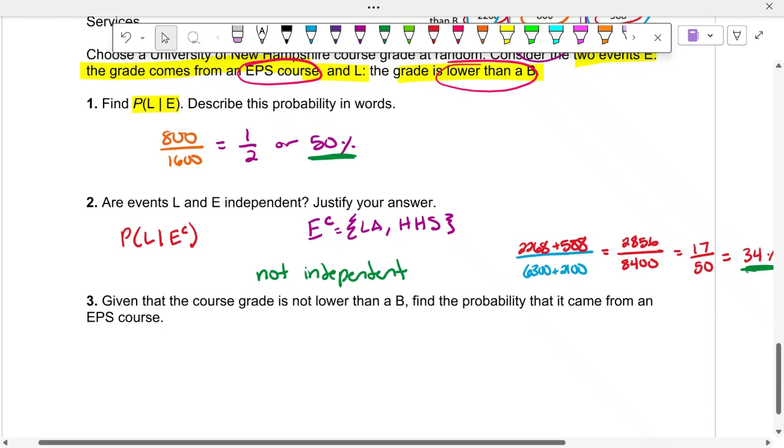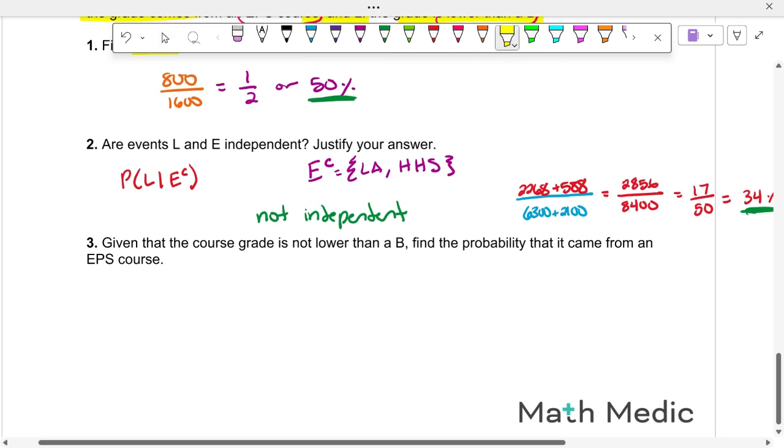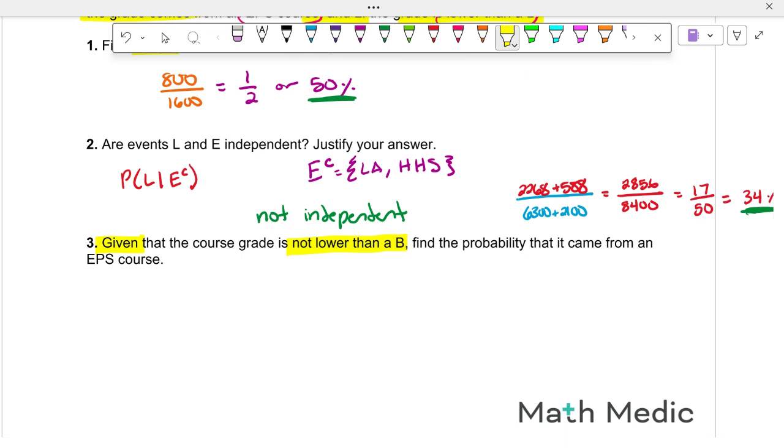All right. So we're going to do this last one together just for time's sake. So, given that the course grade is not lower than a B, so we're given the fact that it's not lower than a B, what is the probability that it came from the EPS course? So in other words, we're finding the probability of E given not L. So remember, the dash is another way to see complement. So you can either see it with a little C, you can also see it with a little prime, dash.